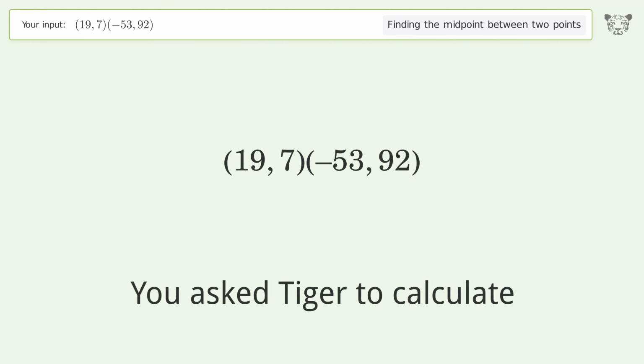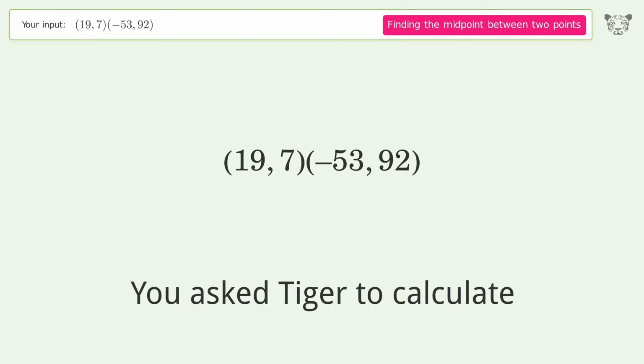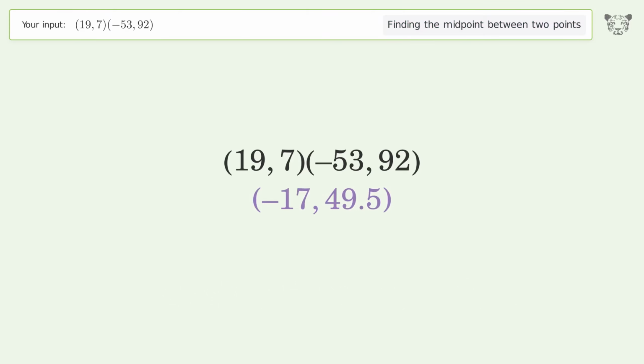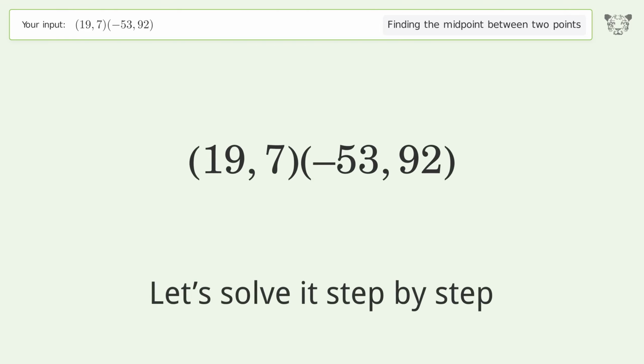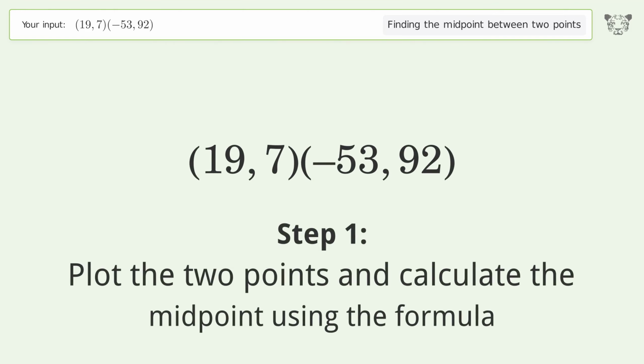You ask Tiger to calculate. This deals with finding the midpoint between 2 points. The midpoint between the 2 points is negative 17, 49.5. Let's solve it step by step. Plot the 2 points and calculate the midpoint using the formula.